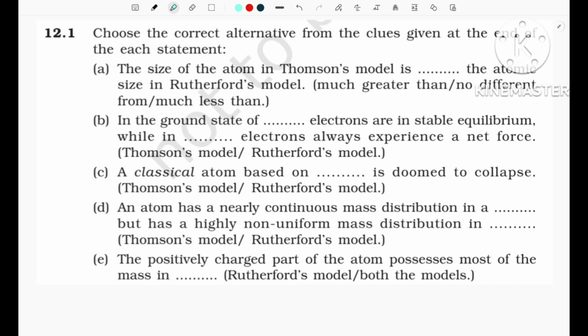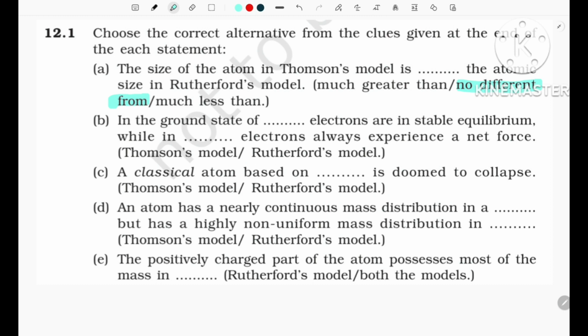The size of the atom in Thomson's model is dash the atomic size in the Rutherford's model. So they are asking us to compare Thomson's model size and Rutherford's model size. So it's actually the same. The size of the atom discussed by both were same, only the way the charges were distributed is different. So for this question your answer will be no different from the size in the Rutherford's model.